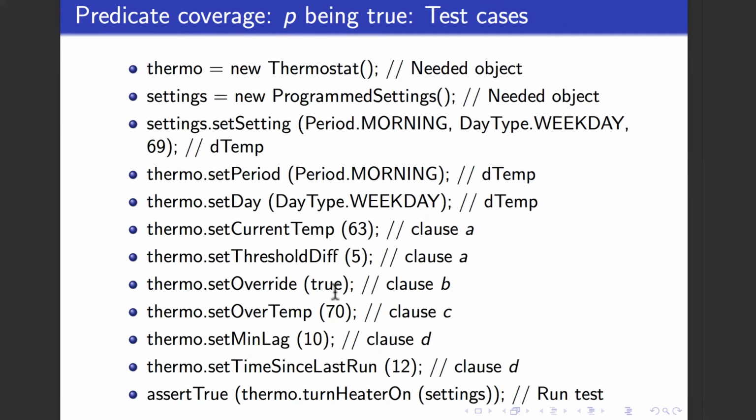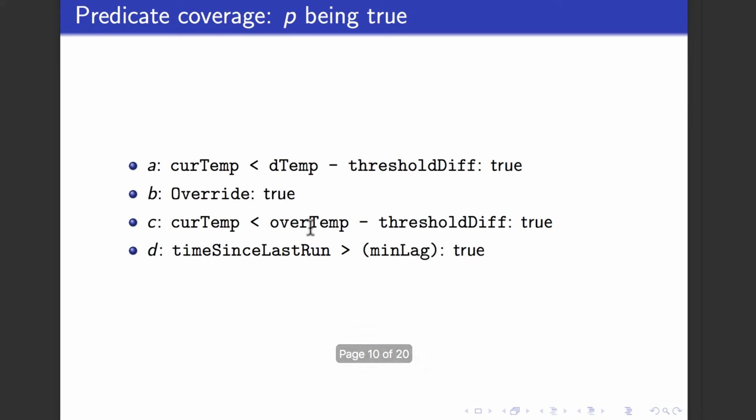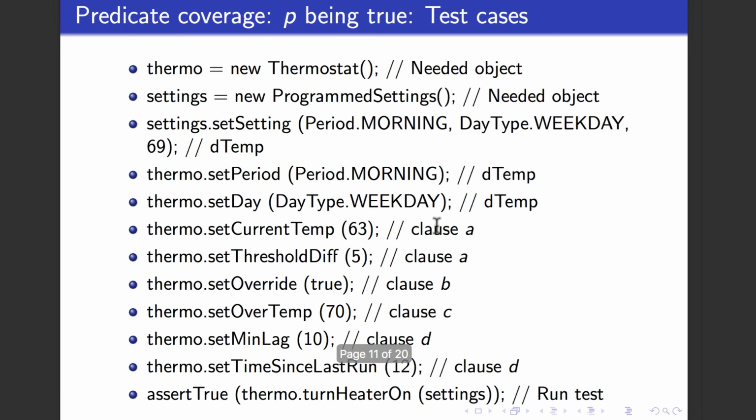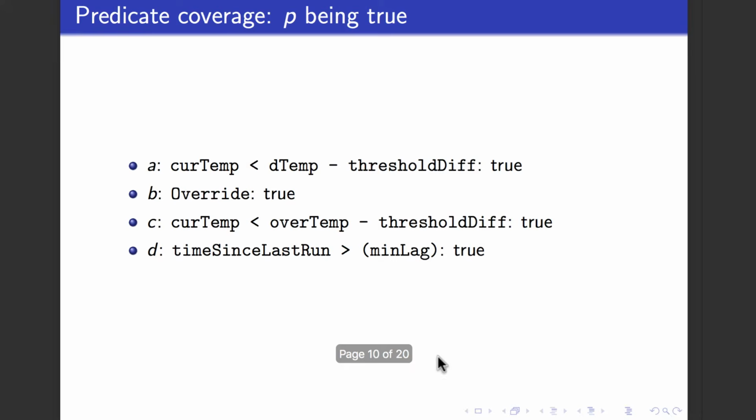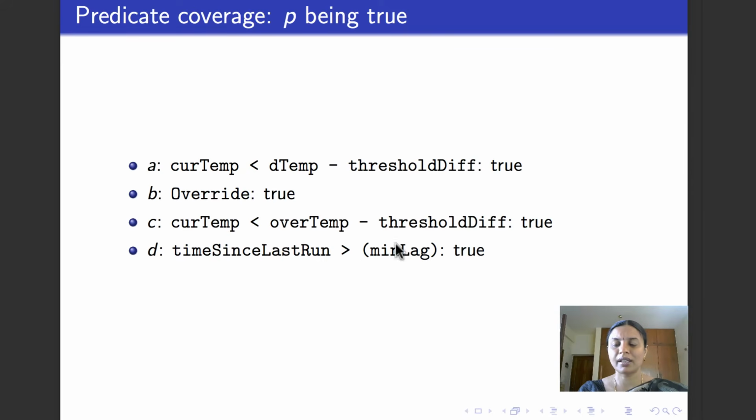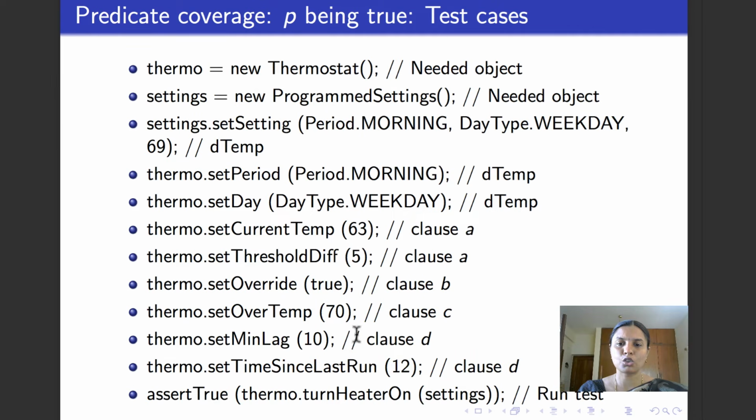Now I'm working on clause C. I set overridden temperature to be 70, so that will again make C true because current temperature will be less than overridden temperature minus threshold difference. 63 is less than 65. Then to make clause D2 true, I set min lag and time since last run such that time since last run is greater than min lag. Time since last run is 12, min lag is 10, so it's greater than 10, so fine. Right? So what does this slide contain?